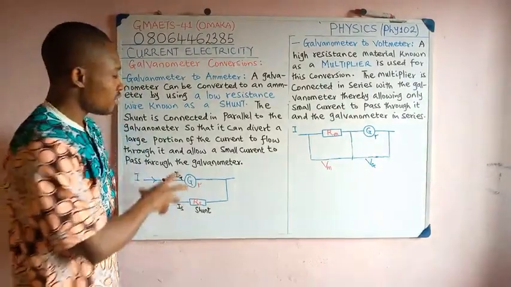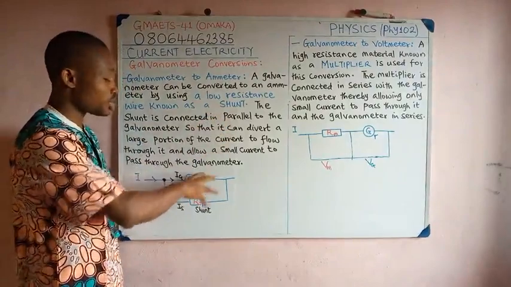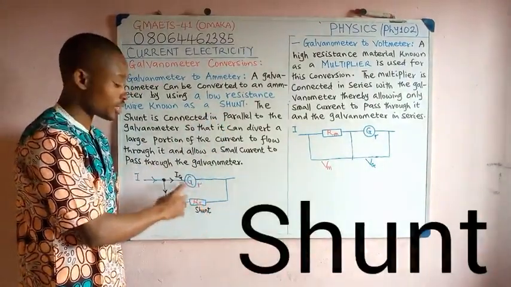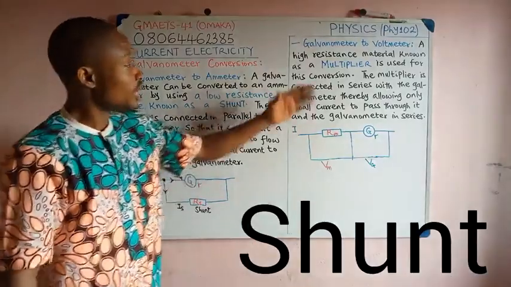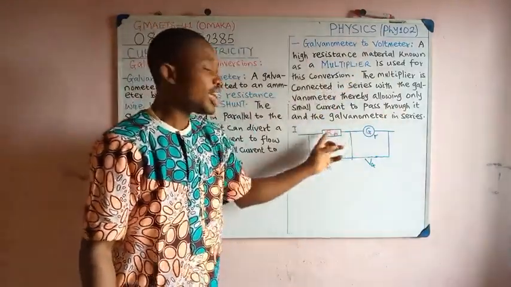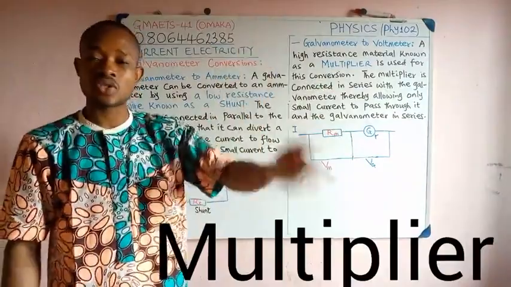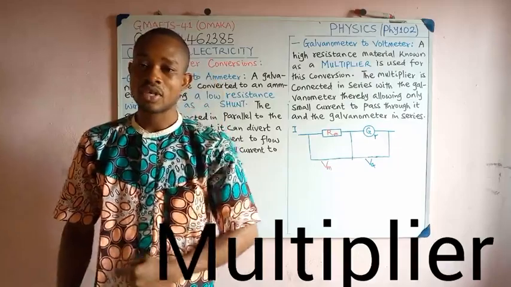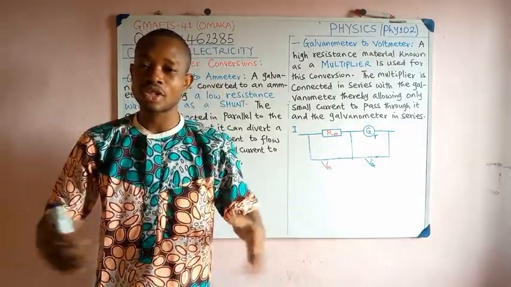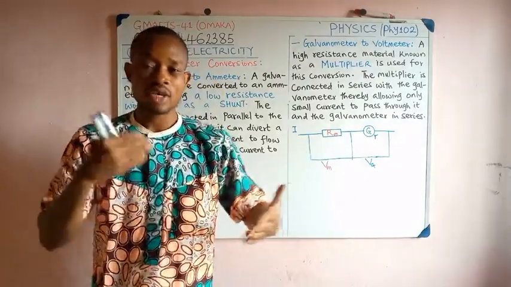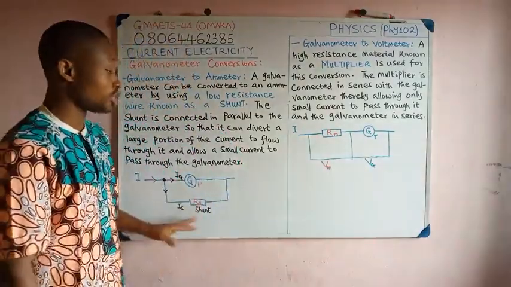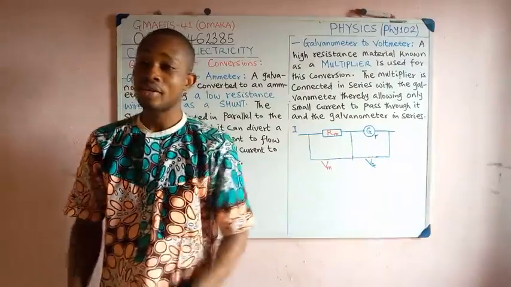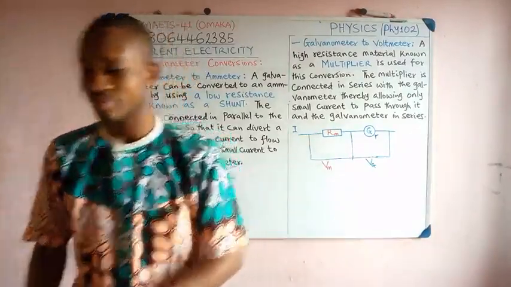Do not forget, for galvanometer to ammeter, the shunt is a low resistance material connected in parallel to the galvanometer, and then for galvanometer to voltmeter, a multiplier which has a high resistance is connected in series with the galvanometer. In the next video, we're going to look at the calculation of how we do this conversion, to help us know the resistance value of the shunt and multiplier in these cases.